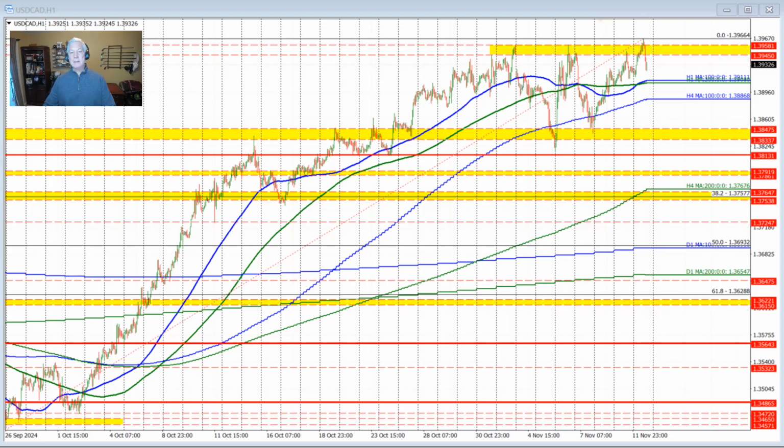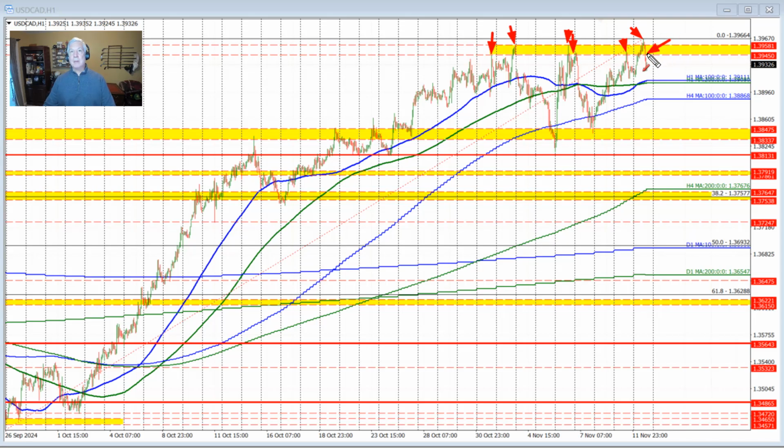What I mean by that is, take a look at these high prices right here. All these high prices came between 1.3945 and 1.3958. In trading today, the price did break above that level on the way to the upside, but we could only get to 1.3966 before rotating back to the downside.